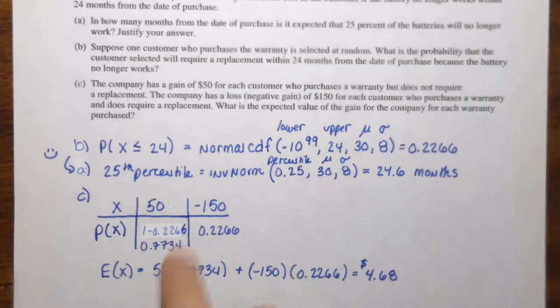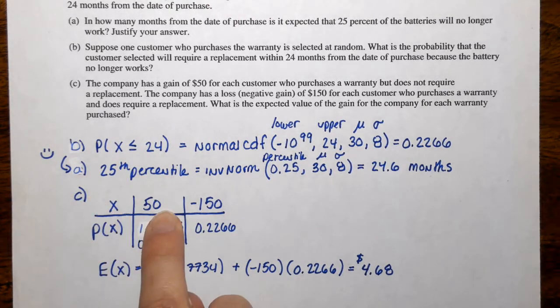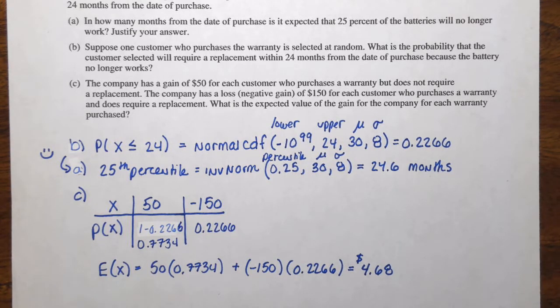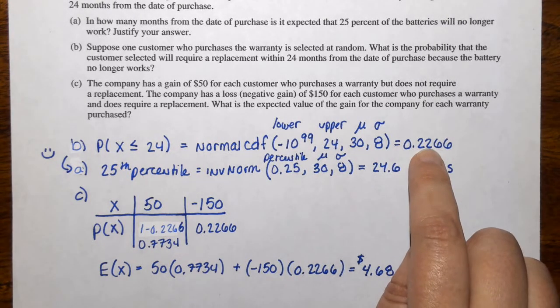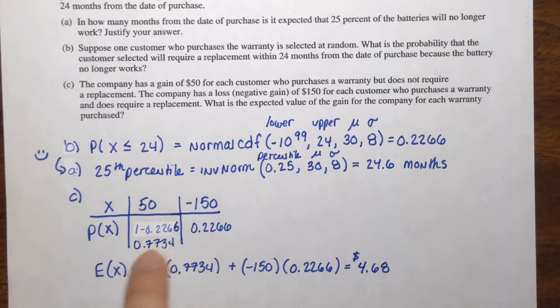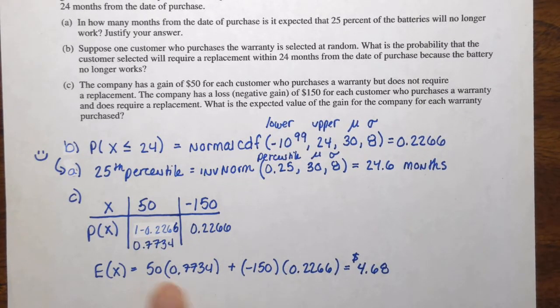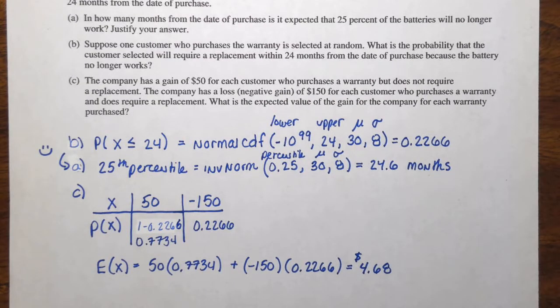So I set up my table like we usually do. The value of the gain is on top, so I have 50 and negative 150. The negative 150 is the needs a replacement, so that's the probability that we found in part B, so that goes there. And then not needing a replacement is going to be the opposite, the complement of that. So I did 1 minus that to get that, and then top times the bottom plus the top times the bottom is $4.68 gain for each warranty purchased.